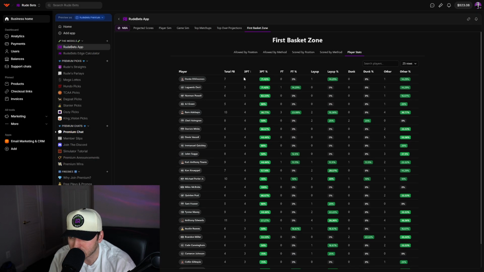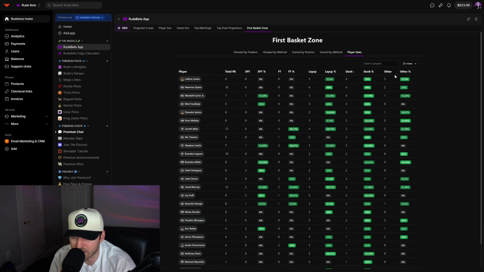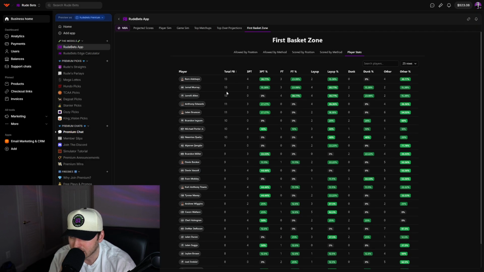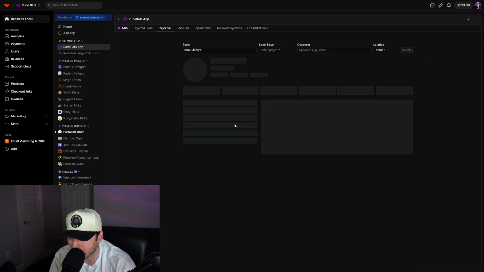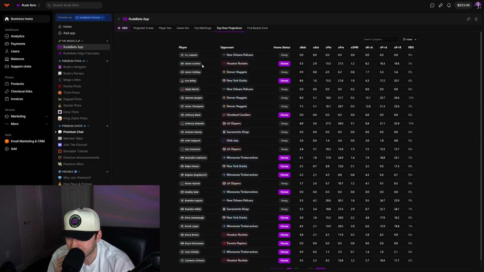Or you can see who scored the most threes this year. I don't know if you care about any of this stuff, but you can see the methods of how they've scored these first baskets to really just see how your player does. And this data, like I said, is already all in the player page. So when we go to Bam, oh, Bam doesn't want to load this time. Anyway, if you were to click on a player, you could see it too, right?